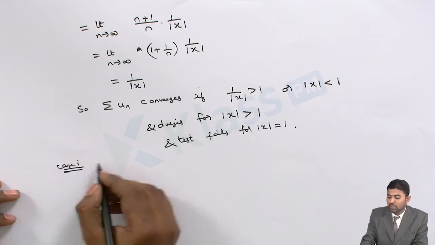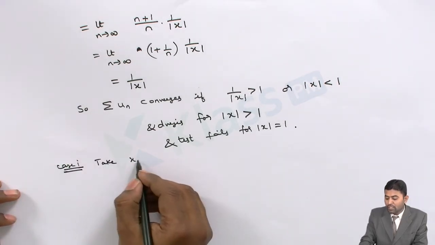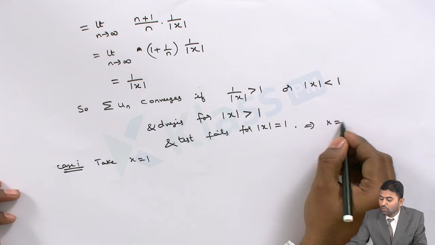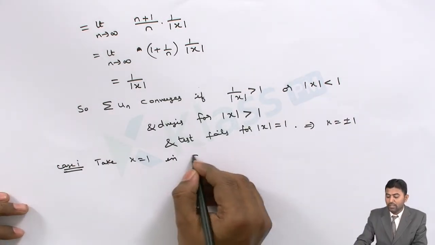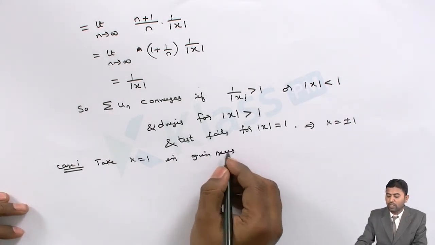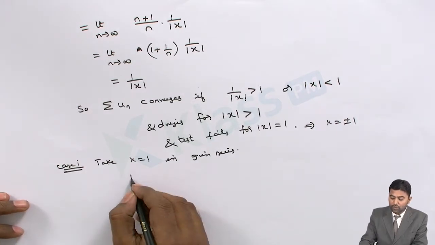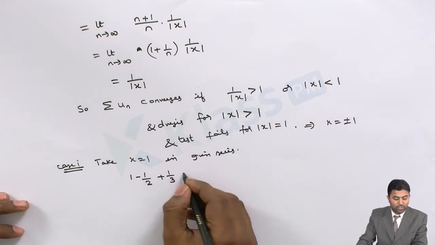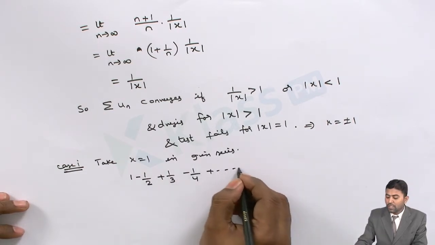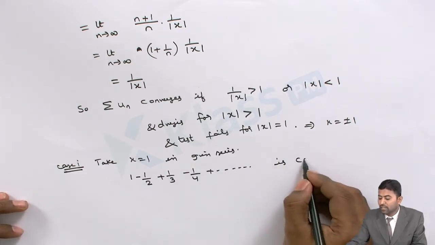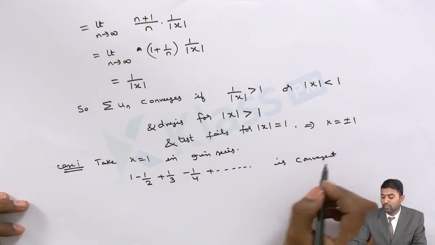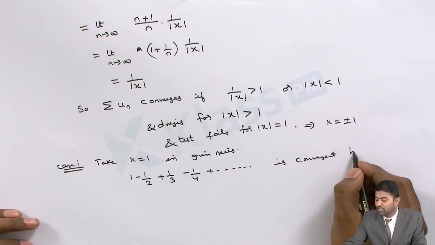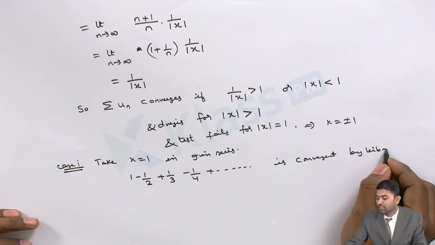Case 1. Take x is equal to plus or minus 1 in the given series. So what happens to the given series? We need to check. 1 minus 1 by 2 plus 1 by 3 minus 1 by 4 plus and so on is convergent. We know that it is an alternating series which is convergent by Leibniz test.